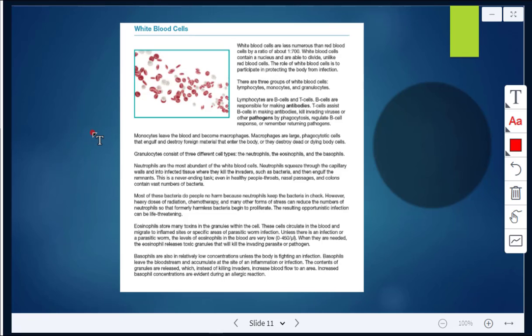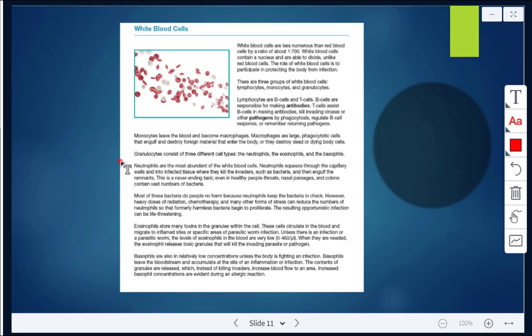Monocytes leave the blood and become macrophages. Macrophages are large phagocytotic cells that can engulf and destroy foreign material that enters the body, or they will destroy dead or dying body cells. And then the granulocytes consist of 3 different cell types: neutrophils, eosinophils, and basophils.